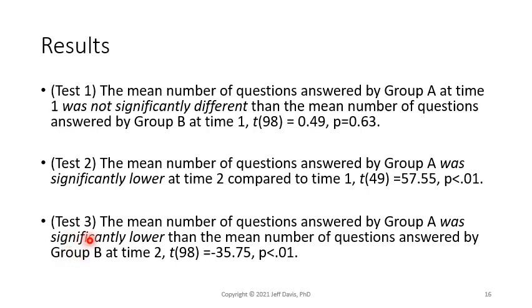Then test 3. The mean number of questions answered by Group A was significantly lower than the mean number of questions answered by Group B at time 2. So both groups are at time 2. For Group A at time 2, this is after exposure to the stressor. So their mean number of questions dropped, and it dropped lower than what we saw for Group B at time 2.